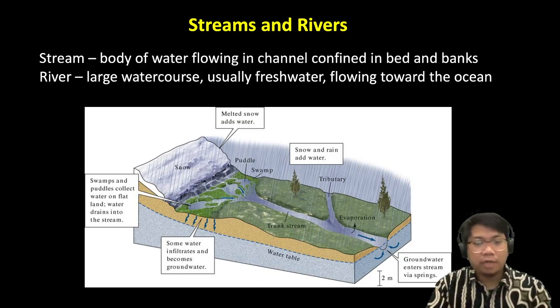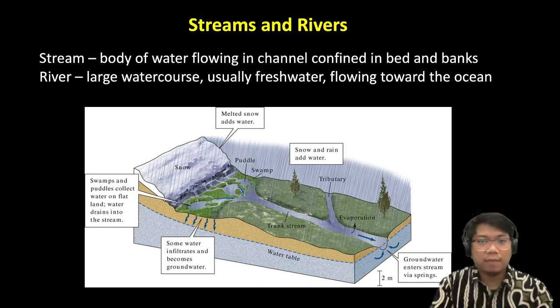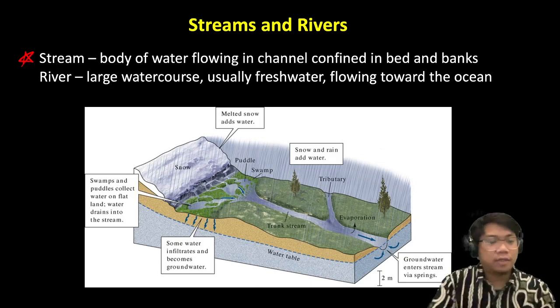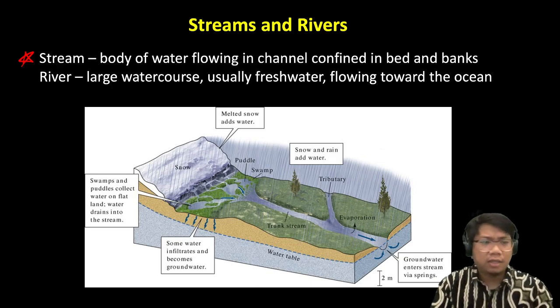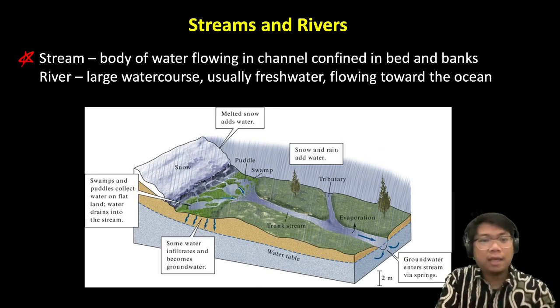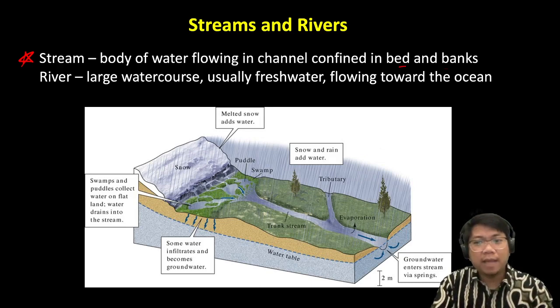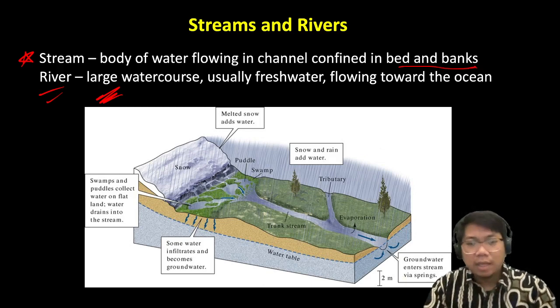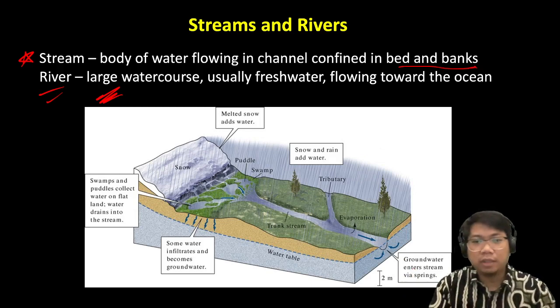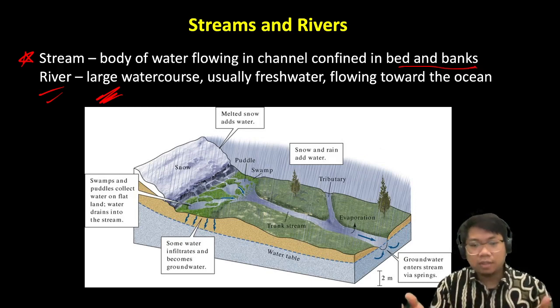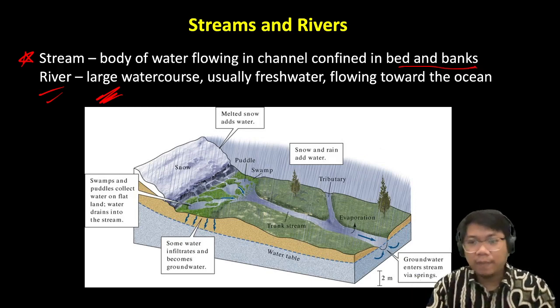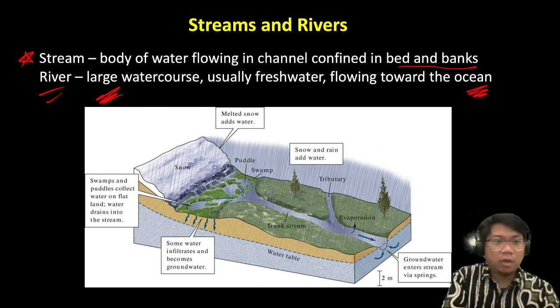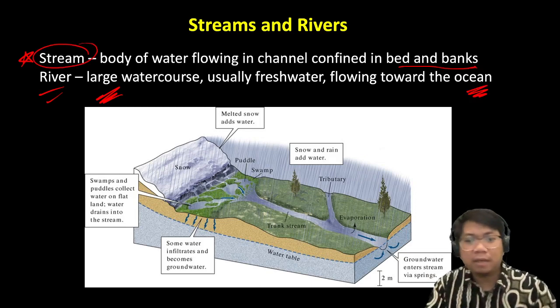But before we talk about drainage networks, let's talk about some basic terms first: streams versus rivers. What is the difference between them? Well, basically streams are generally much smaller than rivers. A stream is a body of water flowing in a channel confined in beds and banks. Rivers are generally larger watercourses, and of course a river usually has fresh water, except when it's very close to the ocean. But eventually, the waters that are in the rivers will end up in the ocean, whereas the water that we have in streams typically ends up in bigger rivers.